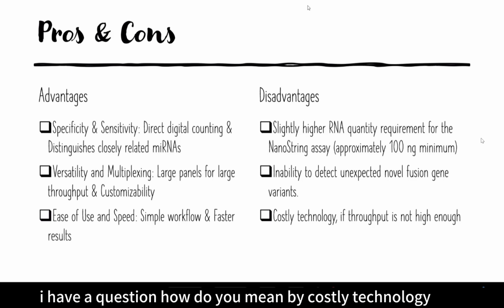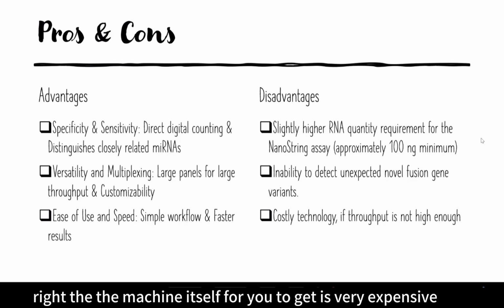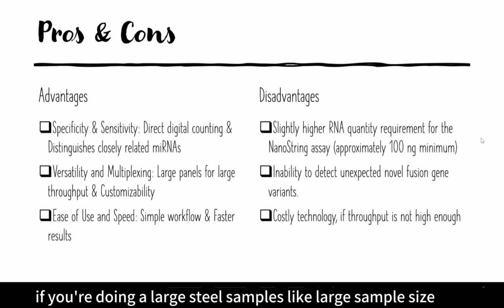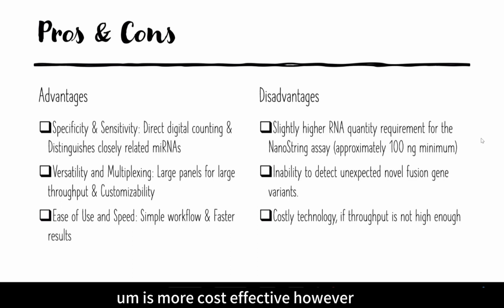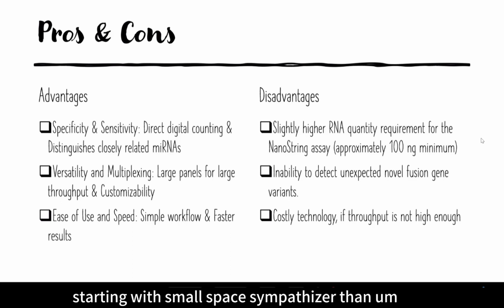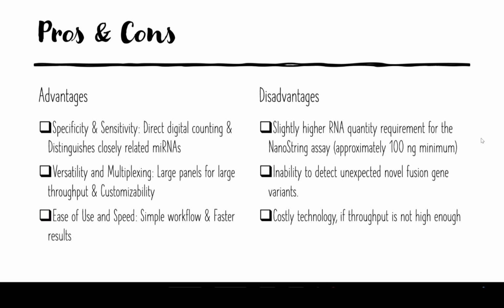Okay, Leo, I have a question. What do you mean by costly technology if throughput is not high enough? Okay, so what I mean is that this technology, the machine itself, is very expensive to get. Of course, if you compare to RNA sequencing, if you're doing large scale samples, like a large sample size, it's more cost effective. However, if you are starting with a small sample size, then it might not be as cost effective as it should be.